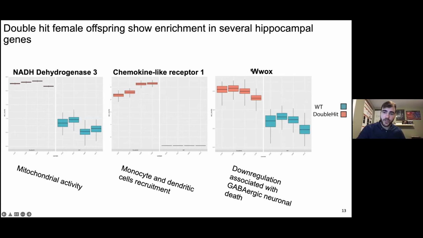And we saw the WWOX gene, where downregulation is typically associated with GABAergic neural death in some disorders. We actually saw an upregulation of this gene, which was interesting. And we may think it might be a compensatory mechanism again, where following the decrease in GABA, we saw an increase in these genes, trying to bring back the GABA signaling in the adult brain.